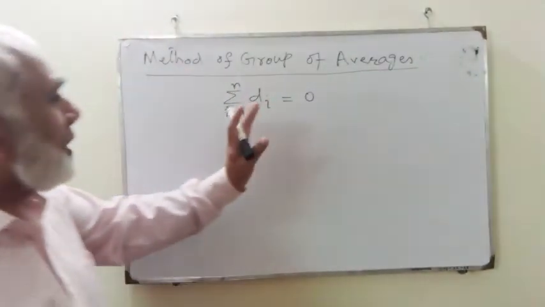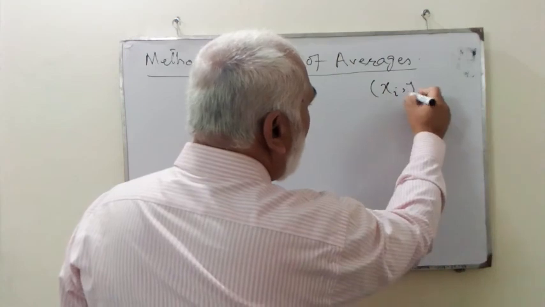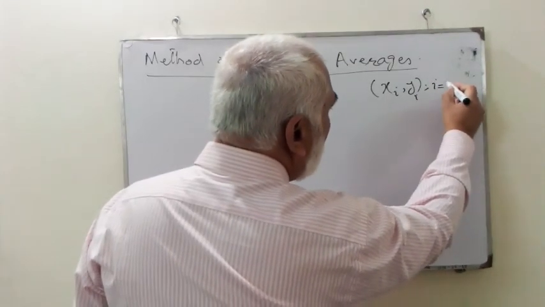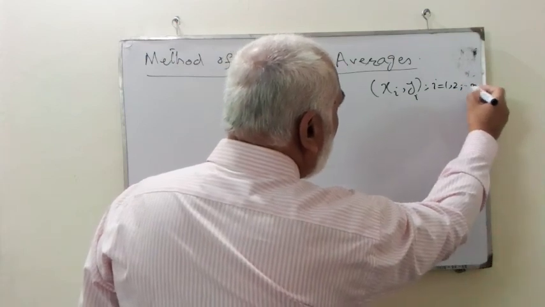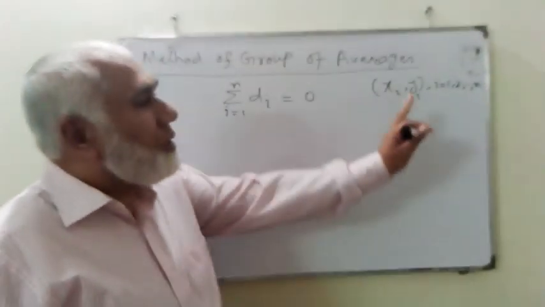So here originally we have selected n points, if you remember, xi and yi, and i goes from 1 to n. So here we are going to divide this group of points into two subgroups.